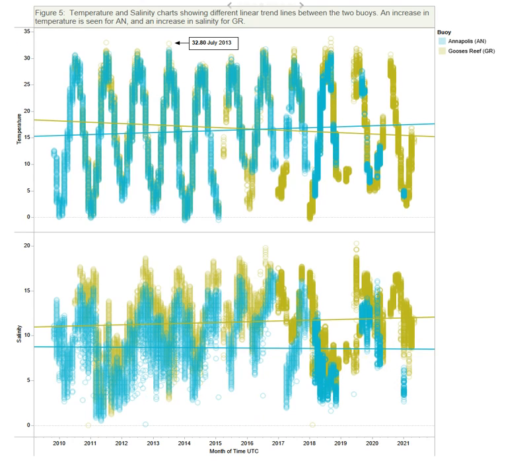Figure 5. These are temperature and salinity charts showing data from each buoy. Annapolis is blue again and Goose's Reef is green. Note how the linear trend lines are significantly different with each. These are time series graphs and you can see the seasonality of the temperature chart. Salinity almost appears to be seasonal, but it is not.